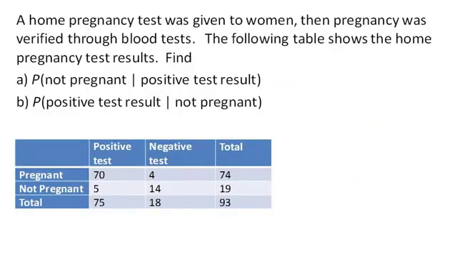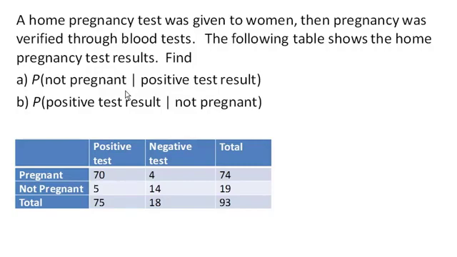So this looks at an important application of conditional probability. Here we have a home pregnancy test that was given to women, and then pregnancy is verified through blood tests. This table shows the home test result up here, and then whether they're actually pregnant or not down here. We're going to compute two different conditional probabilities. First, the probability that they're not pregnant, given that they have a positive test result. So you have a positive test result, and what's the likelihood that you're not actually pregnant?